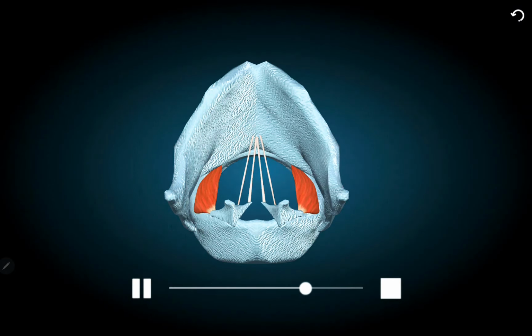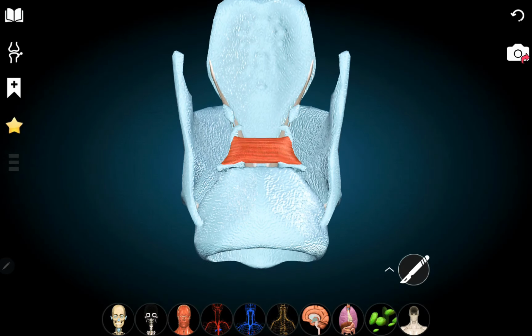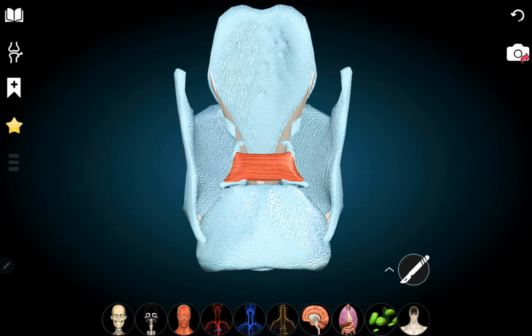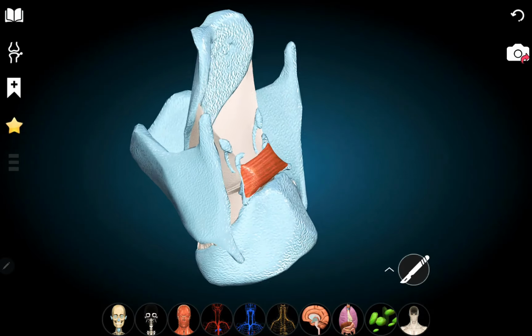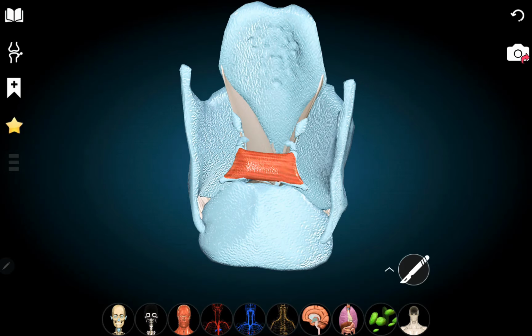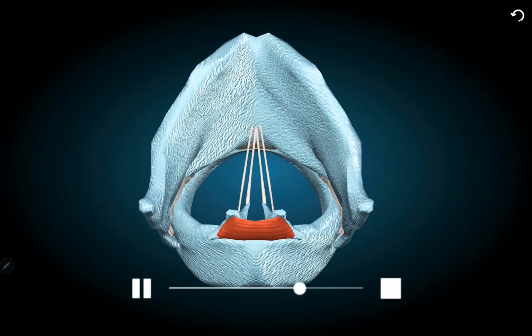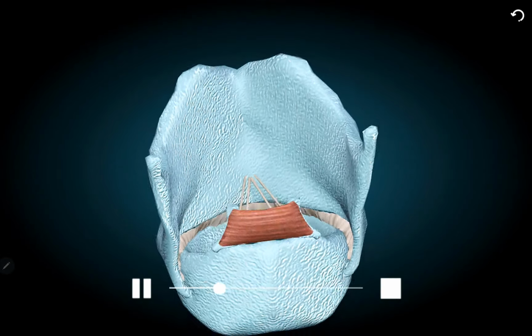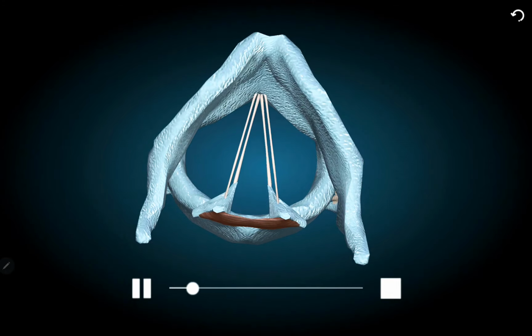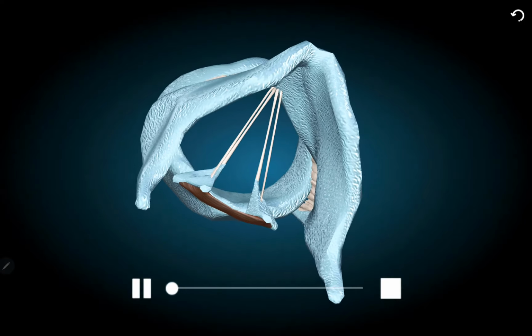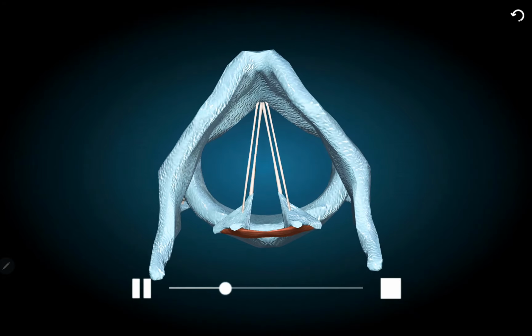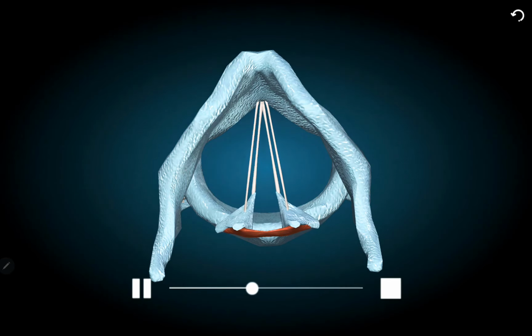Likewise, we have two more adductors. The transverse arytenoid muscle, see, it is also an adductor of the vocal cord, since it is present transversely in the arytenoid cartilage. And once it is acting, it is going to close the vocal cord. As you can see, the cricoid cartilage, and on top of that we can see the arytenoid cartilage. If you appreciate, it is going to close the vocal cords. So it is also the adductor of the vocal cord.